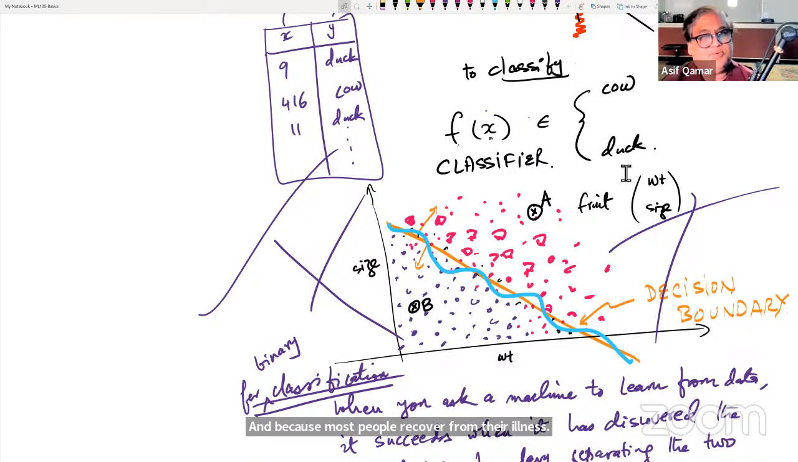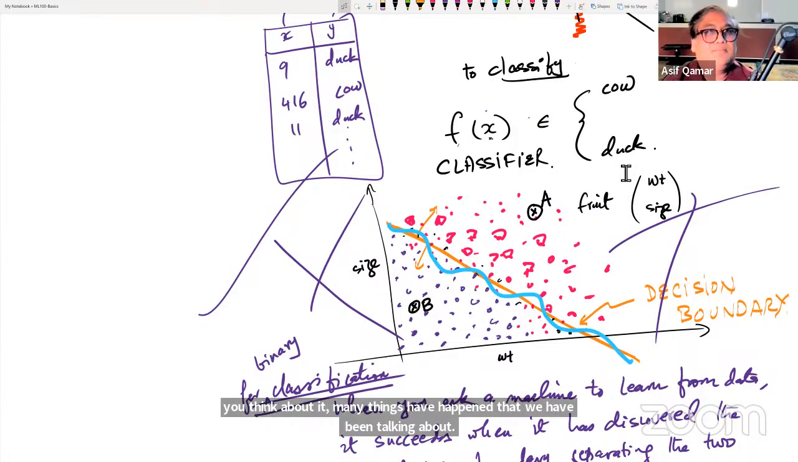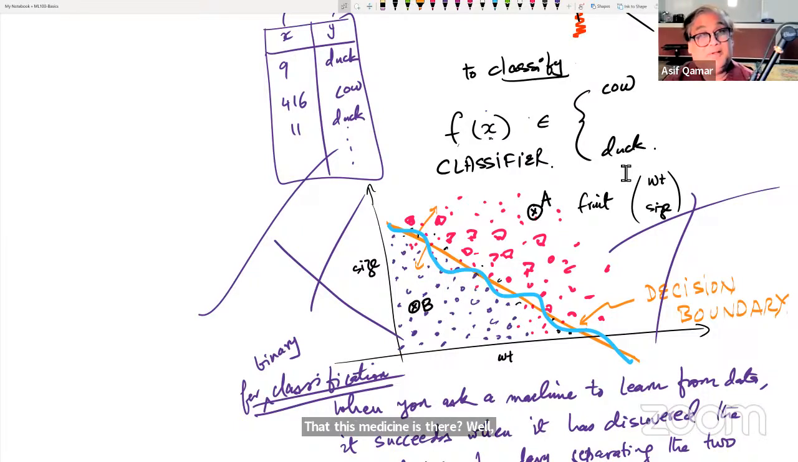Let's dissect the situation. What happened? What really happened? If you think about it, many things have happened that we have been talking about in the last 2 days. First of all, why did I believe that this medicine works? Well, because my professor in medical school taught me, my textbooks taught me, and I see that a patient came, I gave that medicine, and after a few days he recovered. So it induces a confirmation bias.